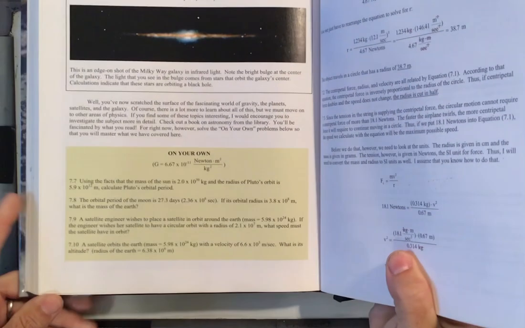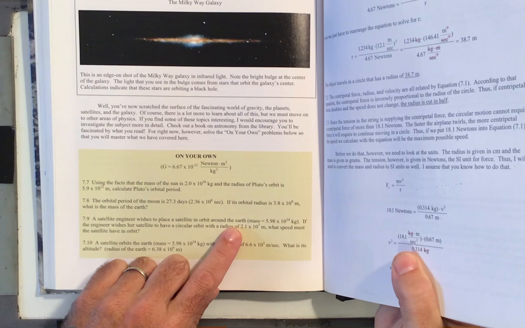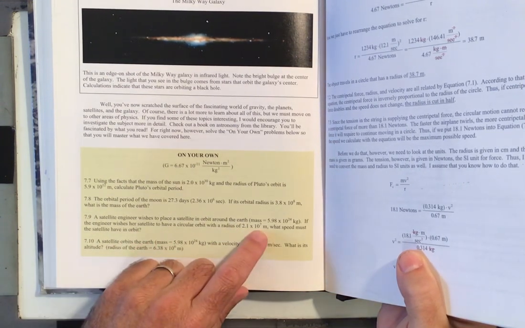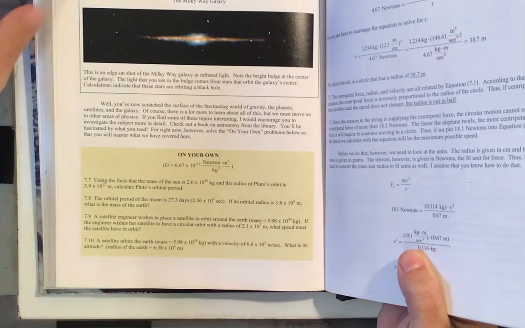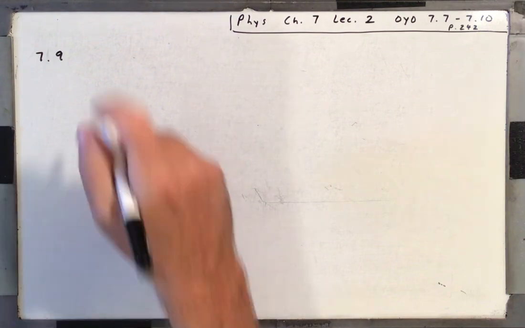All right, 7.9 says a satellite engineer wishes to place a satellite in orbit around the Earth. If the engineer wishes her satellite to have a circular orbit with a radius of 2.1 times 10 to the 7th meters, what speed must the satellite have in orbit? So we want to know velocity.